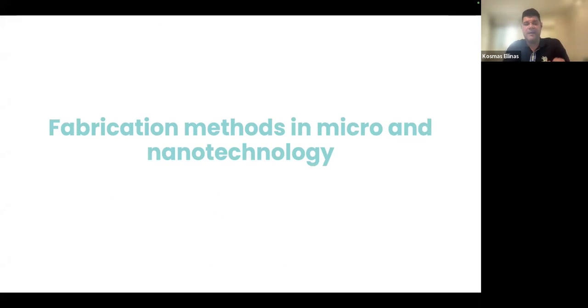So after this small introduction, in order to understand what nanotechnology is about, let's go to some typical and commonly used methods in order to do patterning on the small scale, on the micro and in the nano scale.